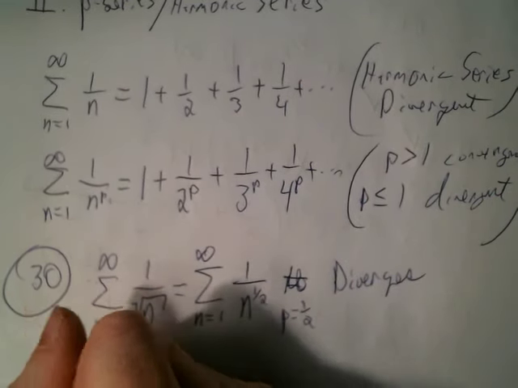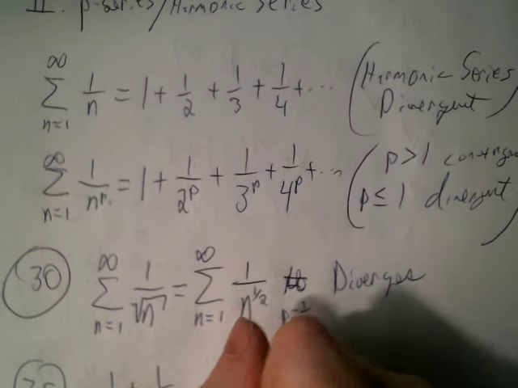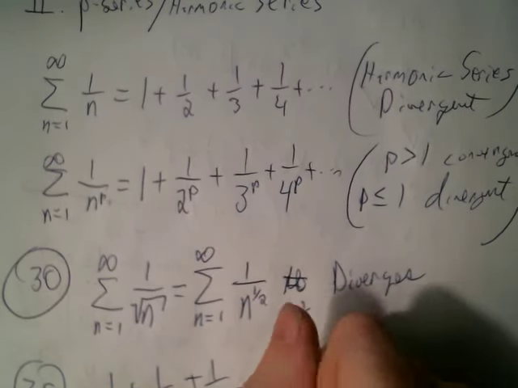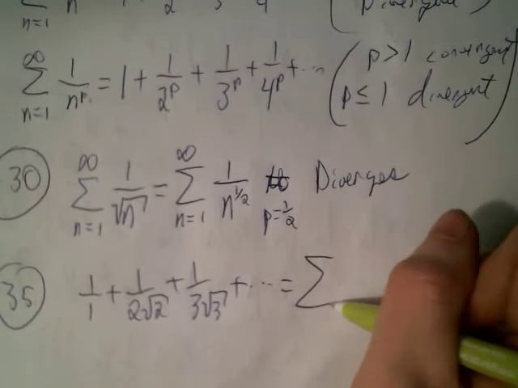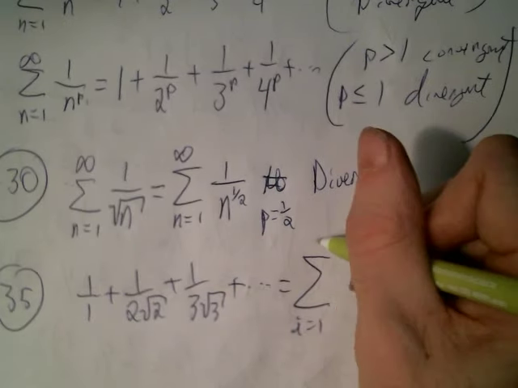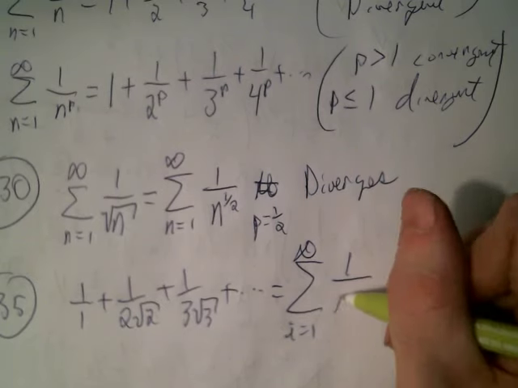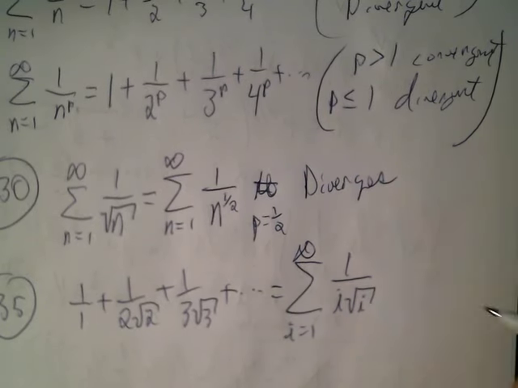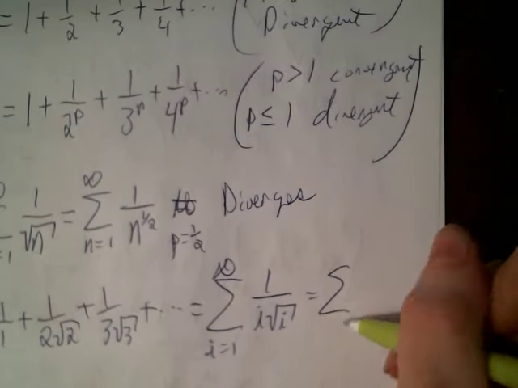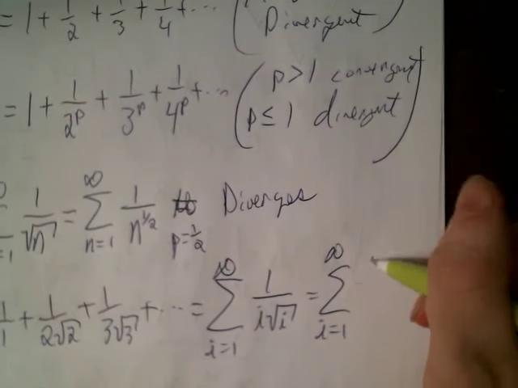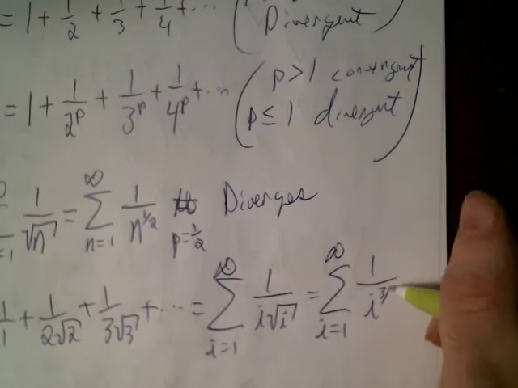Let's look at 35. We have 1 over 1 plus 1 over 2 root 2 plus 1 over 3 root 3 plus dot, dot, dot. Oops, sorry about that. Let's rewrite it as a sum. I'm going from i equals 1 to infinity of 1 all over, and this is the tricky part, i root i. But then you can rewrite this as a p-series. It's the series from i equals 1 to infinity of 1 all over i to the 1 times i to the 1/2, which is i to the 3/2.